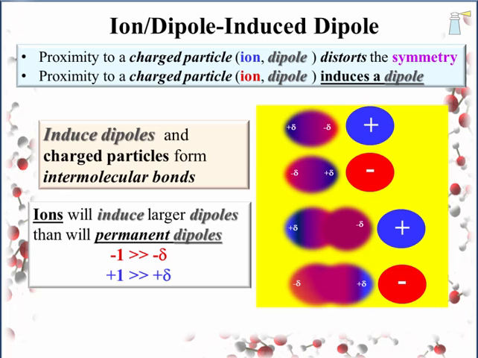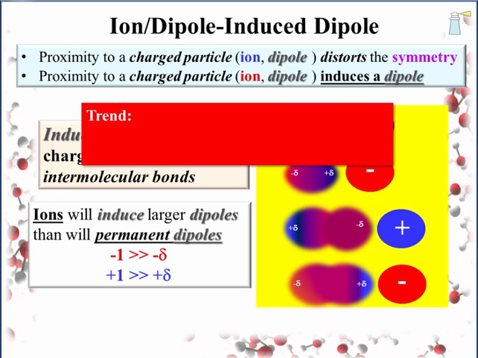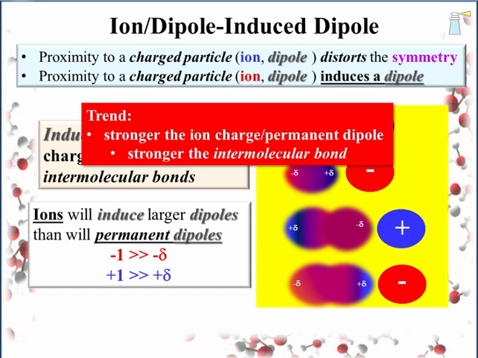This can be summarized in a trend. The stronger the ion charge or the charge of the permanent dipole, the stronger the induced dipole, and the stronger the intermolecular force or bond. And that brings us to the last of the intermolecular forces, and it involves instantaneous dipole moments. We have seen the permanent dipole of molecules like water, the induced dipole that requires a charged particle, and now we are introduced to the dipole that springs up of its own volition.